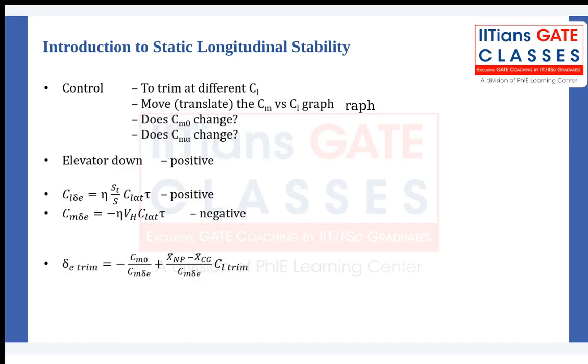Then we saw our delta E trim equation, that is, how much we need to deflect the elevator to trim at different CL trims. When you translate the graph, your CL trim changes. The value at which you want to trim your aircraft changes. How much we need to deflect our elevator to trim at different CL trims is given by this equation.